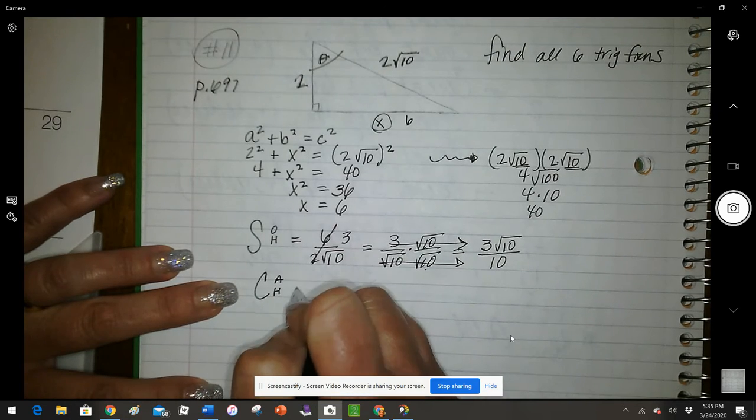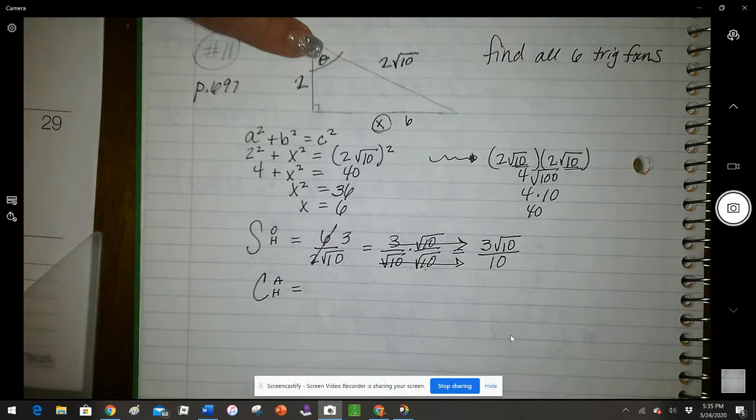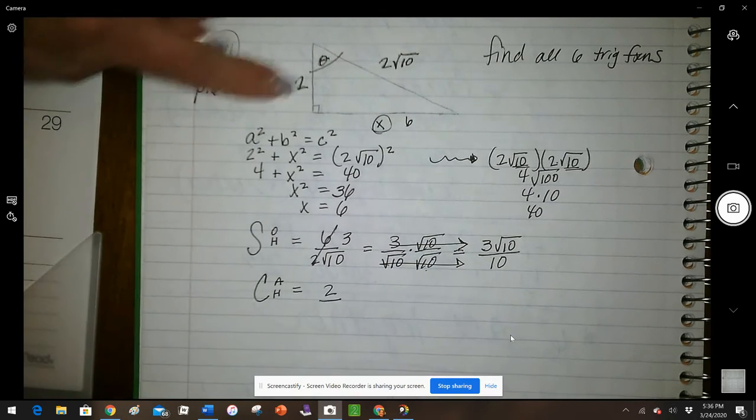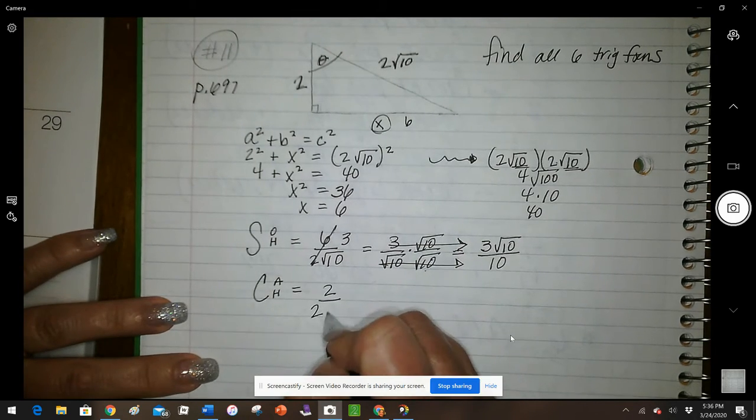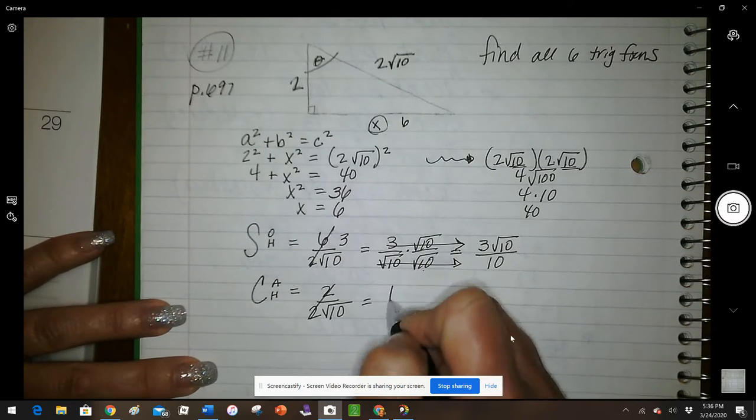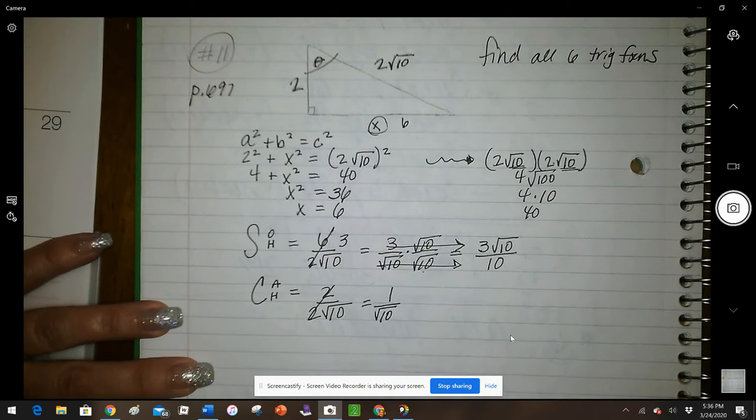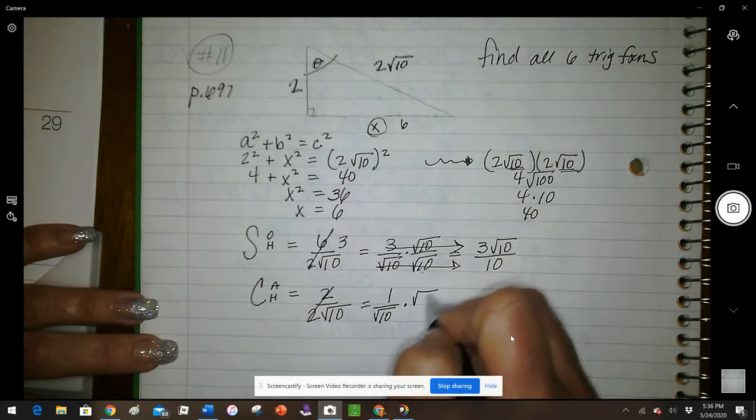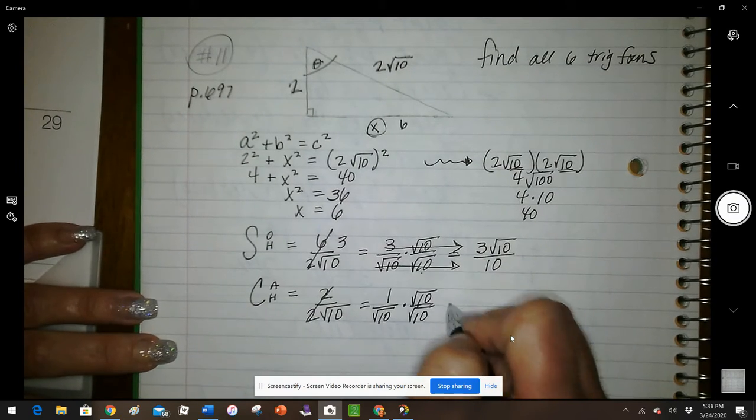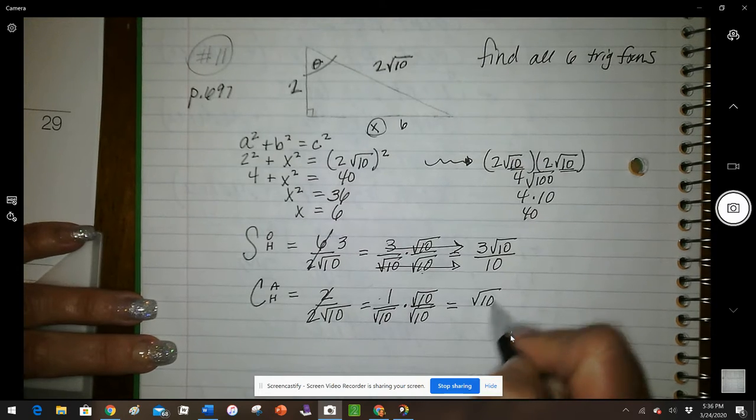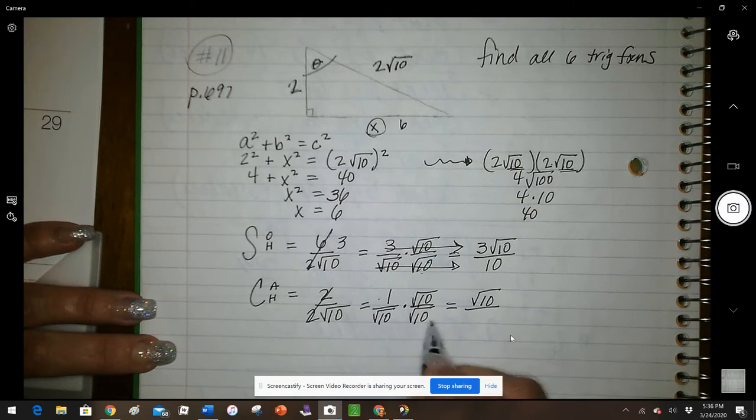Cosine is adjacent over hypotenuse. So adjacent to this is 2. And the hypotenuse is still 2 radical 10. So I'm going to cancel out my 2. So now I have 1 over radical 10. And again, you can't have a radical in the denominator. You have to rationalize it. So we're going to multiply by root 10 over root 10. So 1 times root 10 is the square root of 10. And then root 10 times root 10 is just 10.